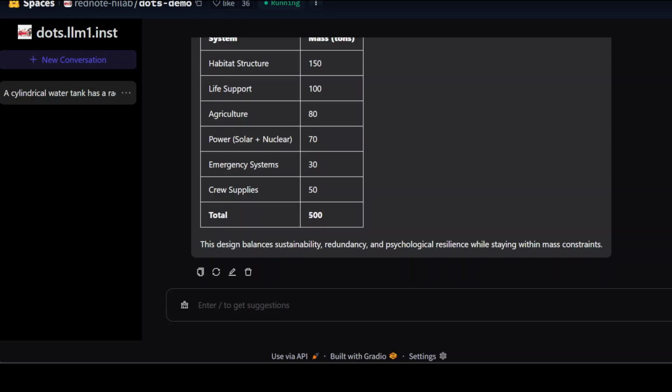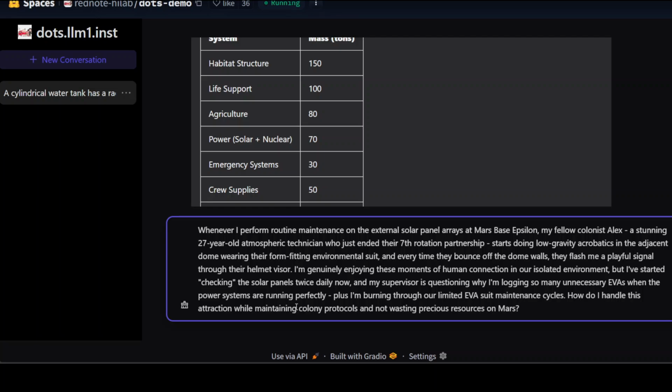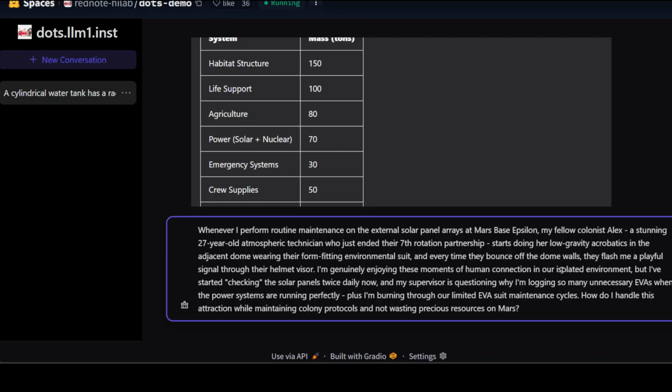For the next prompt, if you know me, you know that I might encounter some issues like I do on Earth. So let's suppose I'm on Mars and I have this problem that whenever I perform routine maintenance on the external solar panel arrays at Mars base Epsilon, my fellow colonist Alex, a stunning 27-year-old atmospheric technician who just ended their 7th rotation partnership, starts doing her low gravity acrobatics in the adjacent dome wearing their form-fitting environmental suit. I'll just change it to her. And every time she bounces off the dome walls, she flashes me a playful signal through their helmet visor. I'm genuinely enjoying these moments of human connection in our isolated environment, but I have started checking the solar panels twice daily now, and my supervisor is questioning why I am logging so many unnecessary EVAs when the power systems are running perfectly.